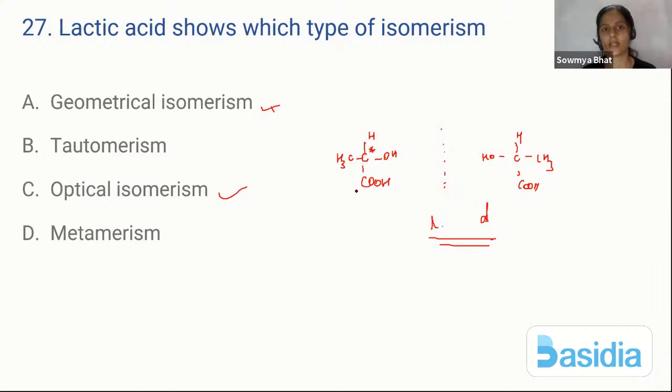Tautomerism cannot be possible here because there is no double bond. Keto-enol cannot be observed. And for metamerism, the number of carbon atoms is just 3, and there can't be different groups around the functional group. So this is not possible. The correct answer would be option C.